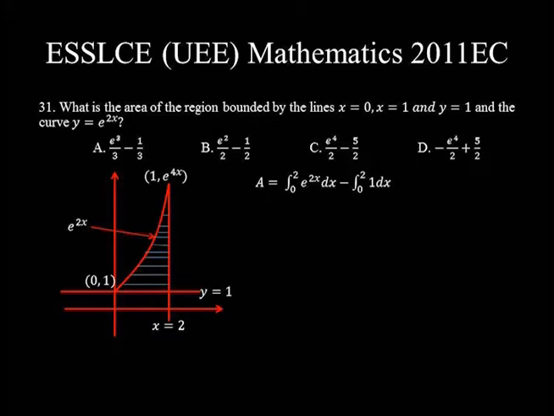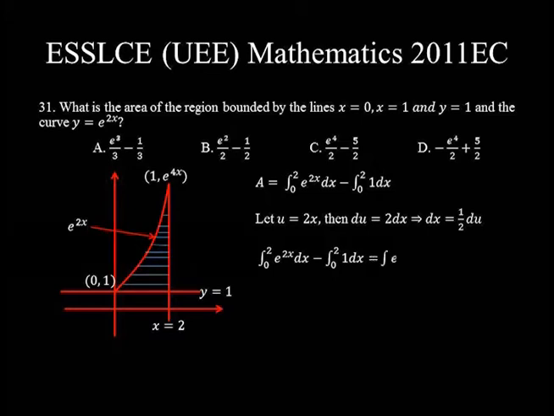Let's use integration by substitution to solve this integral. So let u is equal to 2x, then the derivative of 2x is 2 dx, implies dividing both sides by 2, we will find dx is equal to 1 over 2 du. So the integral of e to the power of 2x dx minus the integral of 1 dx, x ranging from 0 to 2, is equal to the integral of e to the power of, we substitute 2x by u, times dx by 1 over 2 du.